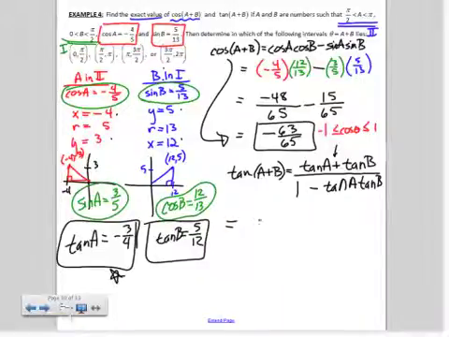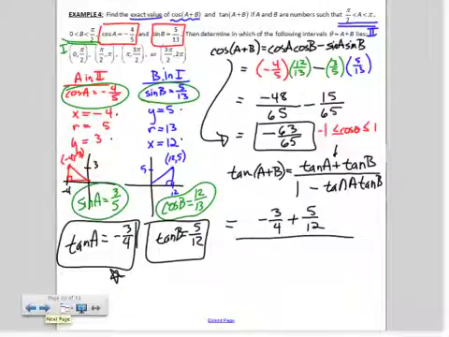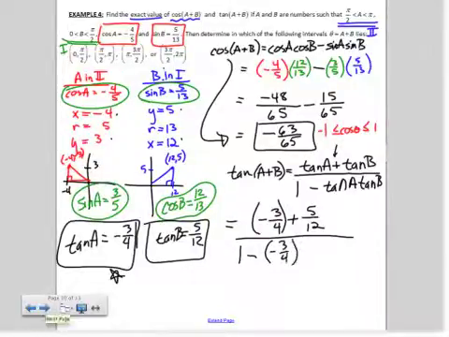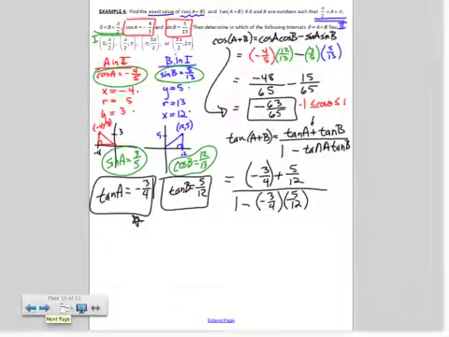Okay, tangent A, -3/4, plus tangent B, 5/12, in parentheses, over 1 minus tan A, which is -3/4, times tan B, which is 5/12. Okay, now this problem, we've got to get a common denominator.